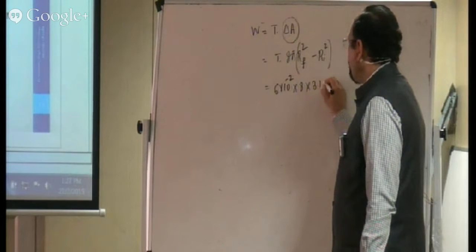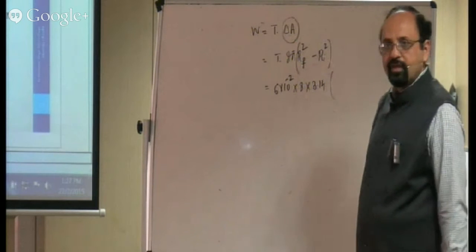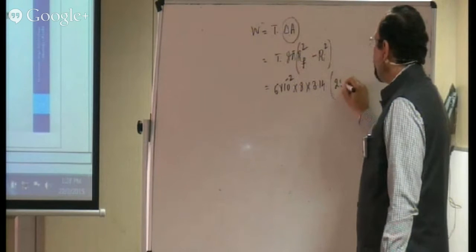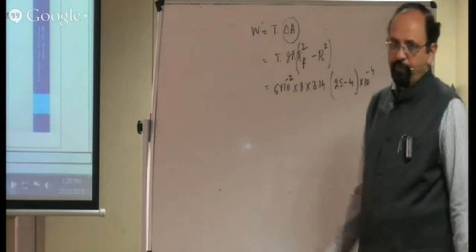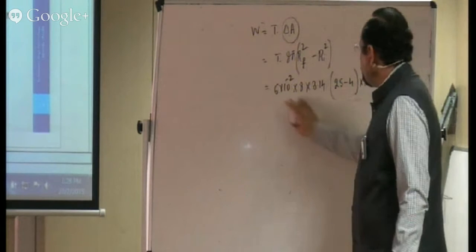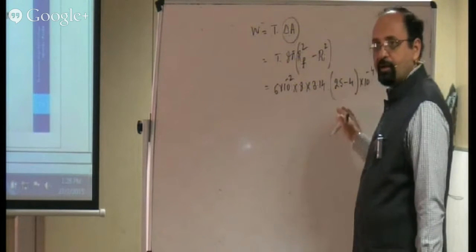multiplied by 3.14. But when I come to the radius square, I'm going from 2 to 5. That means 25 minus 4 into 10 to the power minus 4. Agreed? Right? That much is clear. I have to solve it, a calculation which appeared to be a bit lengthier.